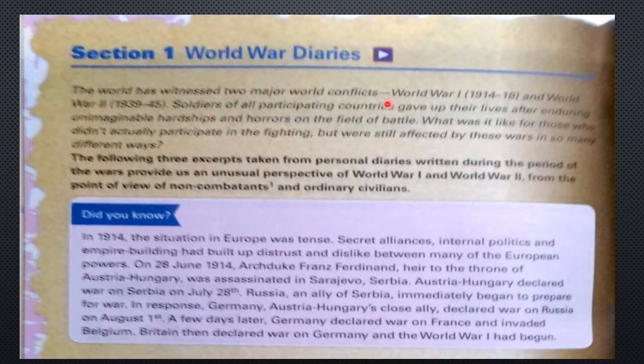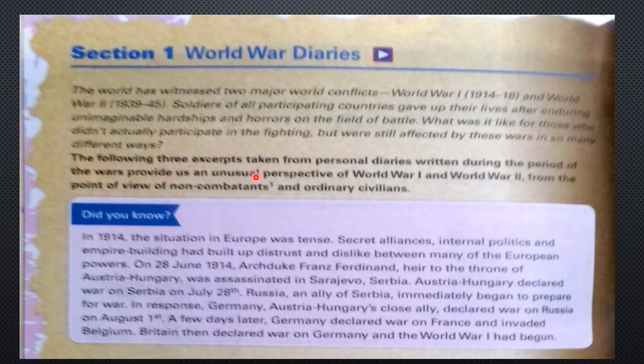Soldiers of all participating countries gave up their lives after enduring unimaginable hardships and horrors on the field of battle. So you can understand that the soldiers lost their lives and suffered a lot in the battlefield. What was it like for those who didn't actually participate in the fighting, but were still affected by these wars in so many different ways? So there can be scarcity of food, loss of lives, mutilations, injuries. So in different ways the civilians suffered.